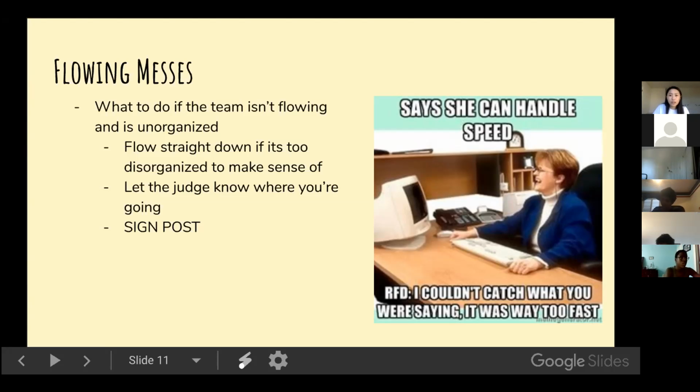And that's why, if that's the case, get out a new piece of paper and start flowing straight down. Make notes of what things were on. Let the judge know where you're going in your own speech. It'll make you look really good. It'll make it seem like you know what you're doing.